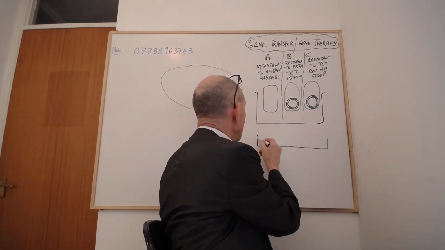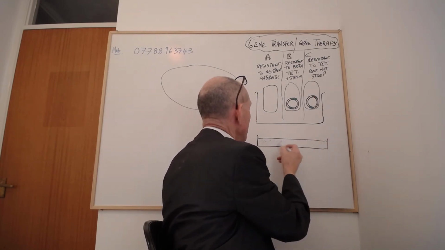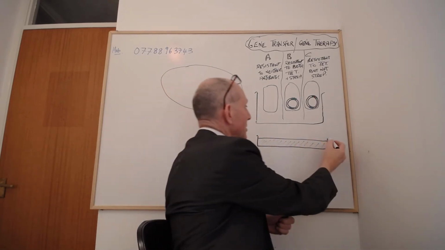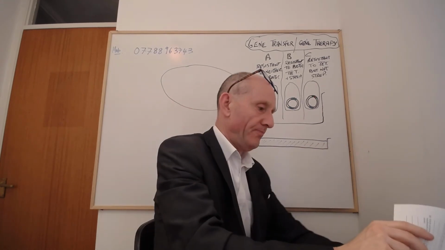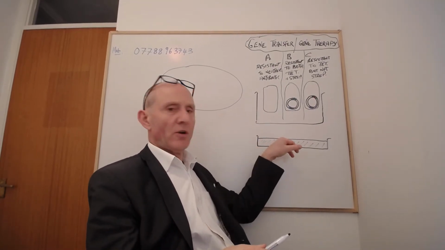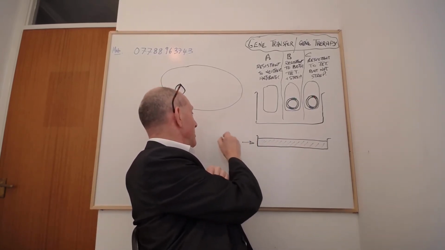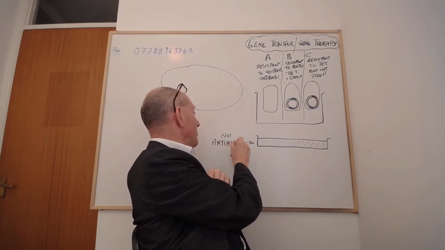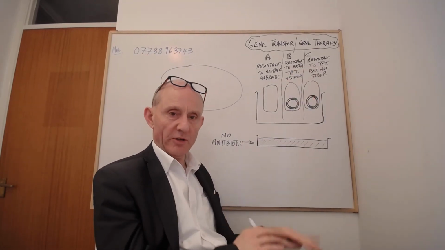You start off with an agar plate, or a petri dish if you want to call it, and it contains agar. So there's the agar. You just prepare an agar plate like that, with normal agar in which bacteria would grow, and in this plate you put no antibiotics at all. You don't put either tetracycline or streptomycin in the agar, so there's no antibiotics in this dish at all.